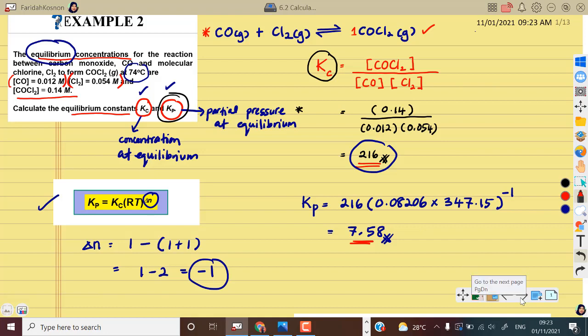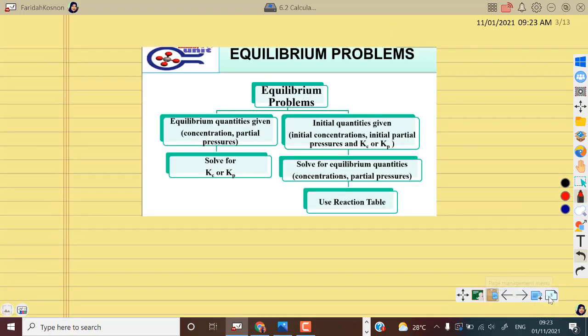Okay, so now let's continue with the other example. Okay, now we are going to solve equilibrium problems. Tadi pun equilibrium problems, tapi yang ini dia lain sedikit. Jadi macam mana kita nak solve equilibrium problems? Maksudnya soalan pengiraan yang melibatkan equilibrium. Jadi ada soalan dia suruh kita kira Kc or Kp. Okay, ada soalan dia suruh kira concentration at equilibrium ataupun partial pressure at equilibrium.